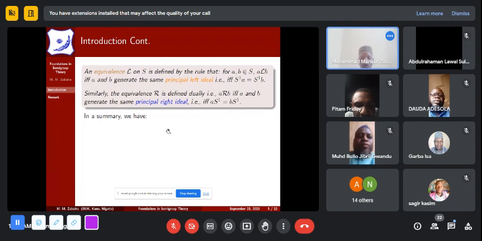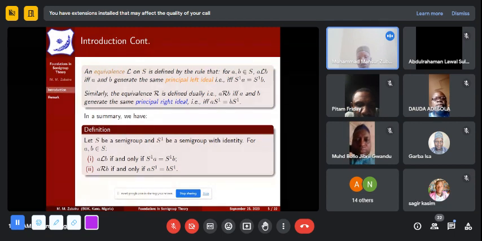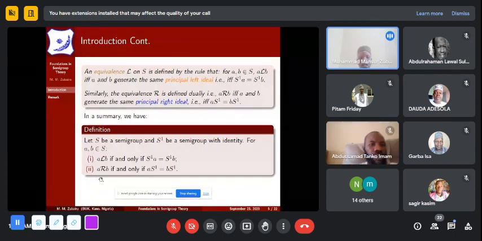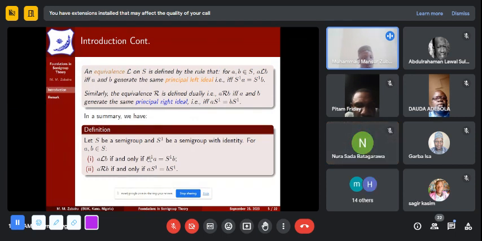So in summary, we can just have these definitions: let S be a semigroup and S1 be a semigroup. Now, for A, B in S, A and B are L related if they generate the same principal left ideal, and they are R related if and only if they generate the same principal right ideal. Given any semigroup, one can use these definitions to characterize these relations, especially if S has a few number of elements.